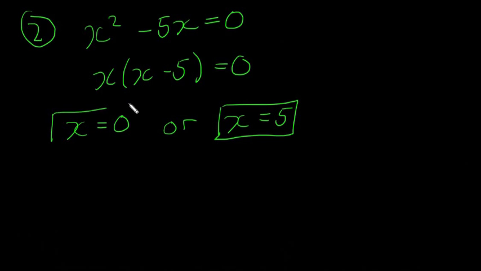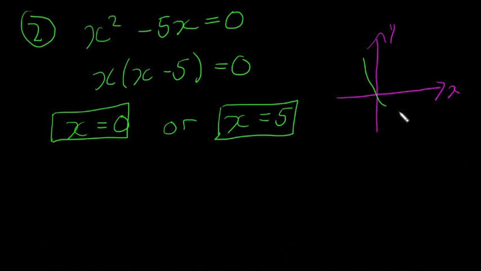Let me draw a little box, go back to our purple graph, a little x, y, and green is our color. So it's going to be x is equal to 0 or x is equal to 5. So it's going to hit the x-axis at x is equal to 0, which is this one here, and x is equal to 5. So this is what this quadratic equation looks like. Okay, we'll move on to our last one.